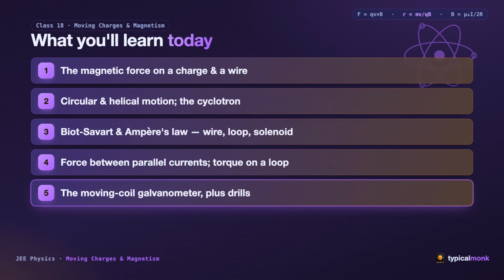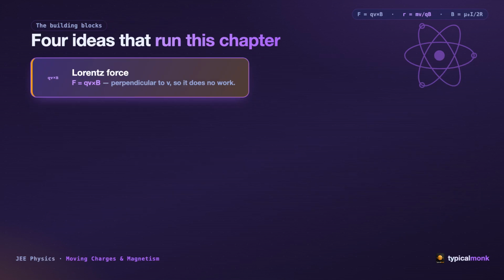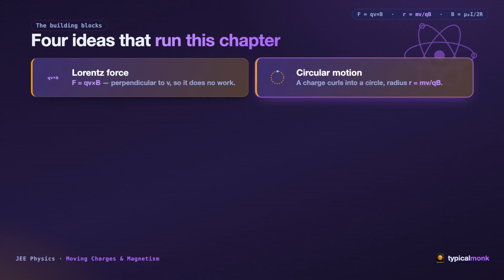One idea at a time. 4 ideas run this entire chapter. Look at them together first. The Lorentz force, F equals qv cross B. It is perpendicular to the velocity, and because of that, it does no work at all. Circular motion. A charge moving across a field curls into a circle of radius r equals mv over qB.